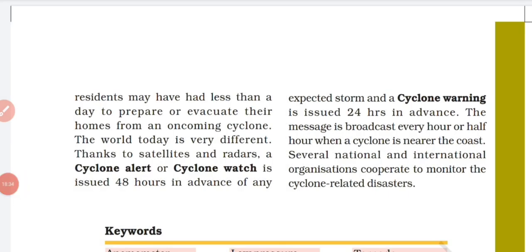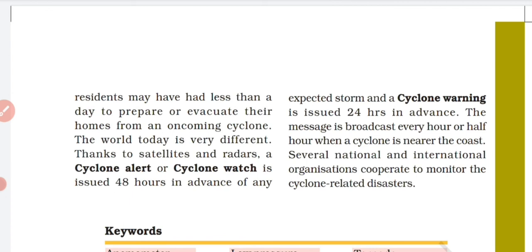Nowadays we are much more secure from these types of natural disasters. The reason is we have satellites and different types of radar systems, so that we can easily get the cyclone alert and the cyclone watch. A cyclone watch can be issued 48 hours in advance of any expected storm, and the cyclone warning is issued 24 hours in advance. That means whenever a cyclone or any natural disaster is going to occur, 24 hours before we get the information.